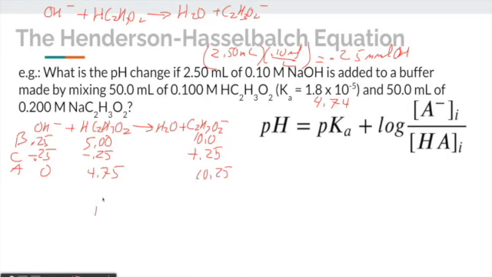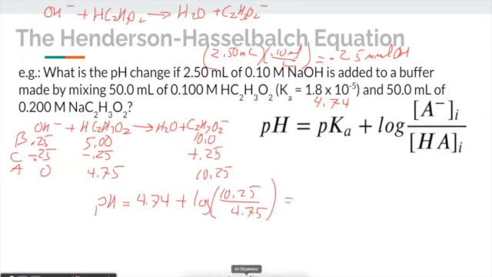So what's our pH after this addition? Well, the pH is just equal to 4.74 plus the base 10 logarithm of base moles, which is 10.25, over acid moles, which is 4.75. So the pH changes to 5.07. And remember, the initial pH for this buffer we figured out in the last problem was 5.04. So that was not much of a change at all by adding a pretty substantial amount of a very strong base.